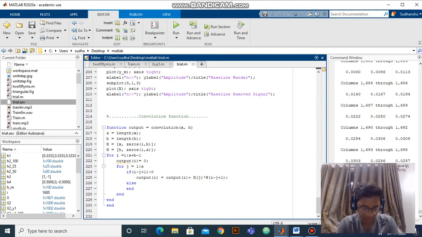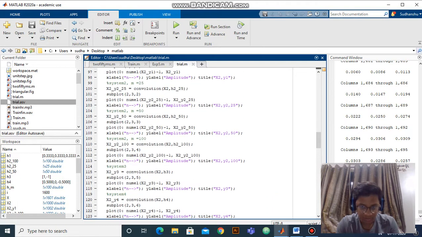So here we have defined A as the length of x and B as the length of the impulse response, and we have run a loop which goes from 1 to A plus B minus 1. Inside this loop we have run another loop over j, and as per the definition of convolution, the output y of i is y plus x of j times h of i minus j plus 1. In a discrete time system, convolution is the summation of x of n h of n minus k, where k goes from minus infinity. Here we have defined the same: we have multiplied and summed each and every term to obtain the summation.